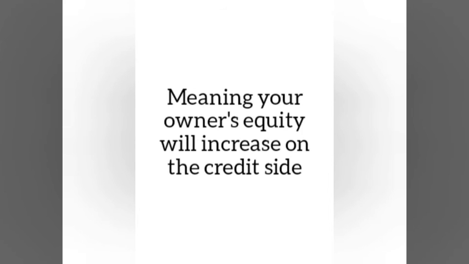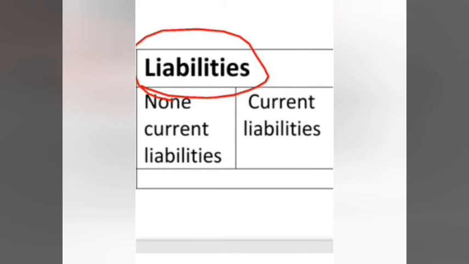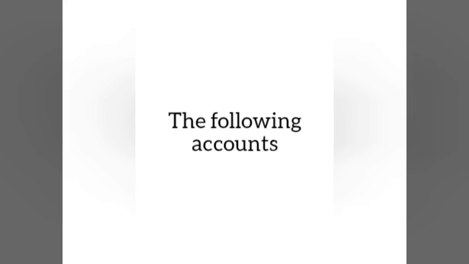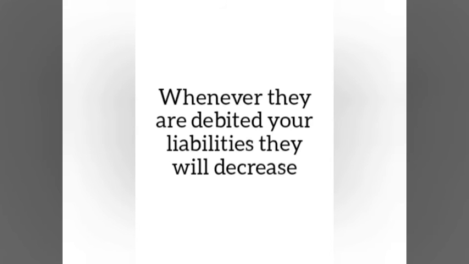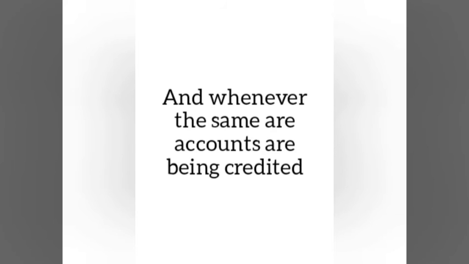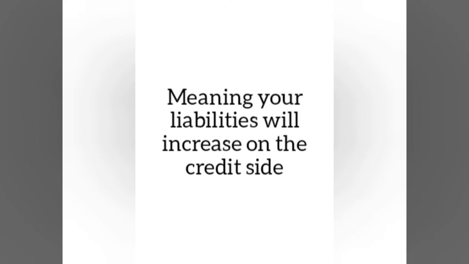on the credit side. Now looking at your liabilities, the liabilities have the same sides as debit and credit side, meaning that your liabilities on the debit side decrease as well, and on the credit side they increase. Meaning, whenever the following accounts are being debited, your liabilities will decrease, meaning your non-current liabilities and your current liabilities. And whenever the same accounts are being credited, your liabilities will increase on the credit side.